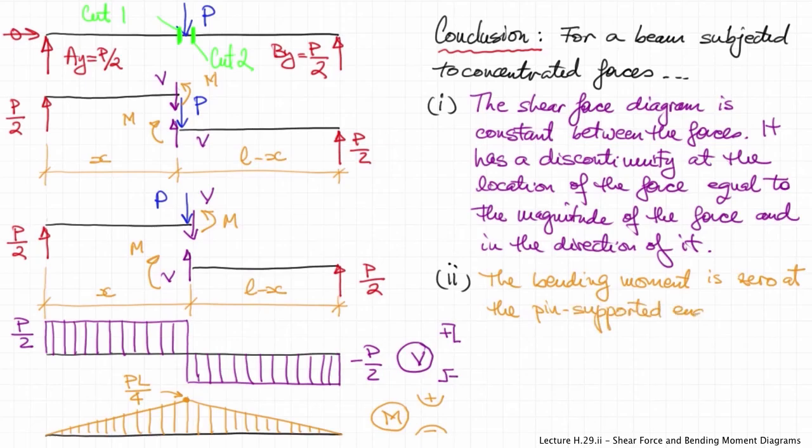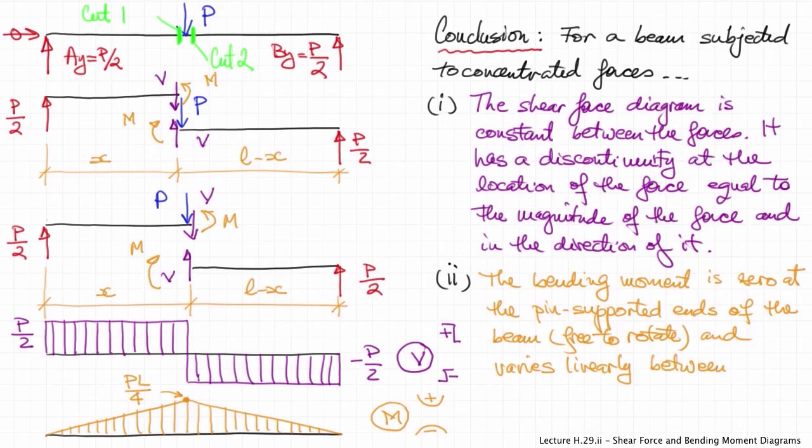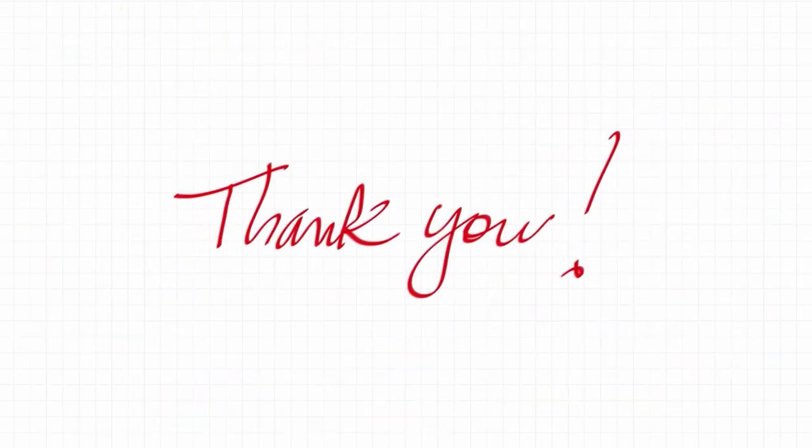Now with regard to the bending moment, that is 0 at the ends of the beam because of the pin and roller support, which allow free rotation of the ends of the beam. And then the moment varies linearly along the beam between the points of application of the concentrated forces. So we can see here some guidelines already on how to draw these diagrams and their shape for a simple case of a beam which is acted upon by concentrated forces.